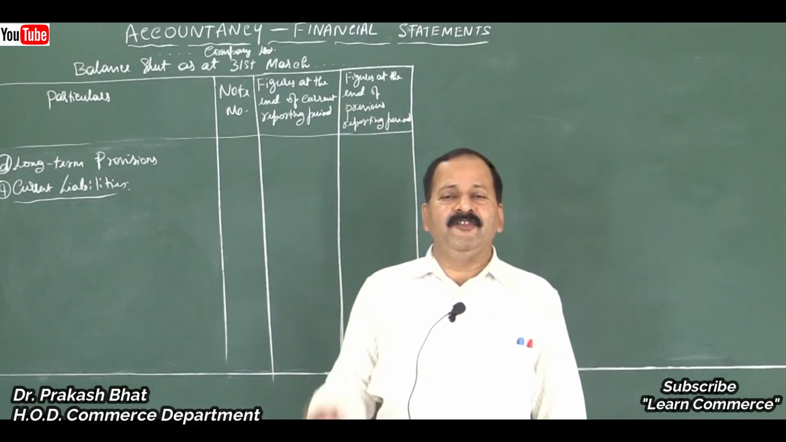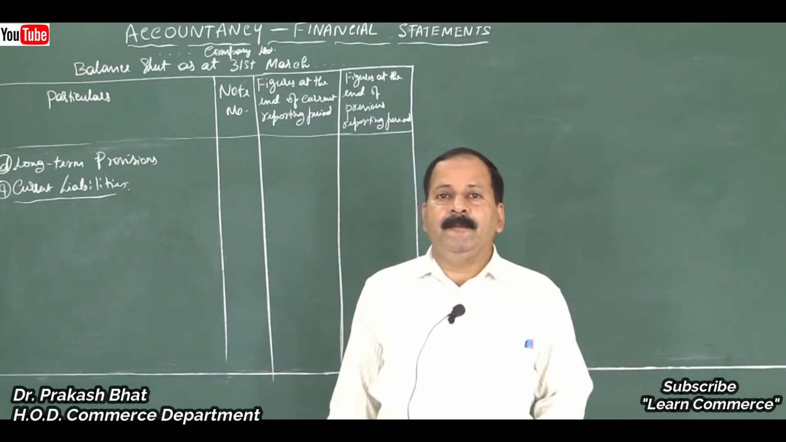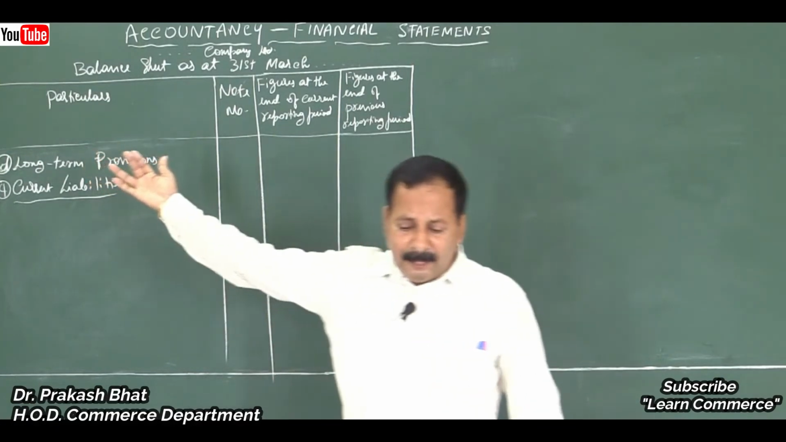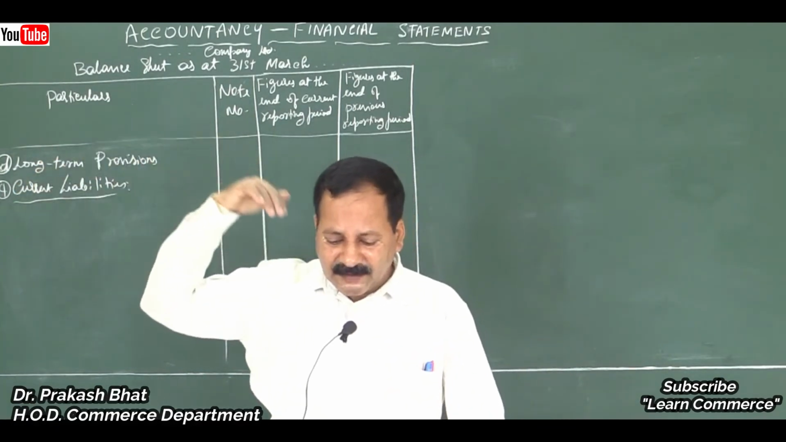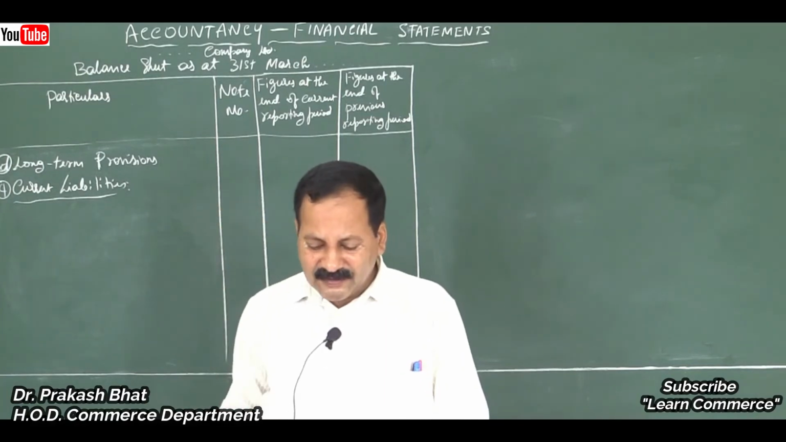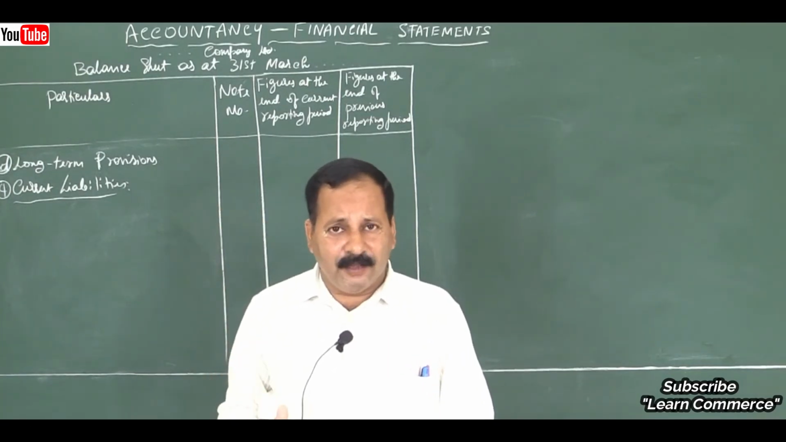Prepare a company balance sheet with main heads only, then you need not explain these sub items. Simply main headings like shareholders funds, share application money pending allotment, non-current liabilities, current liabilities, that much if you write it is enough.